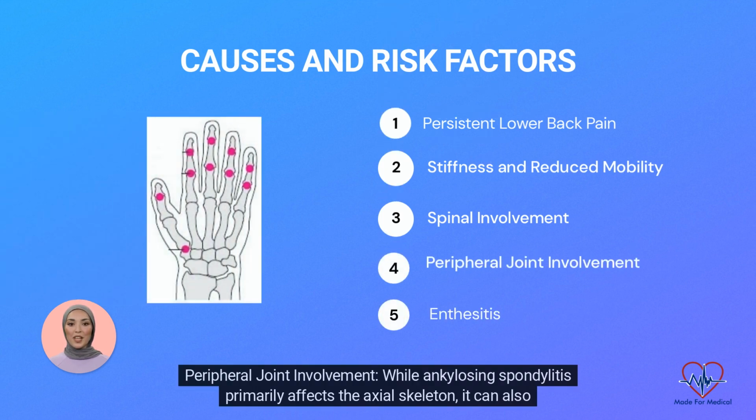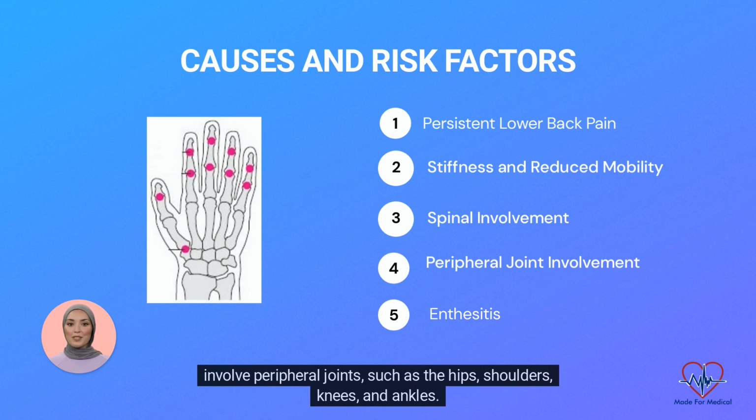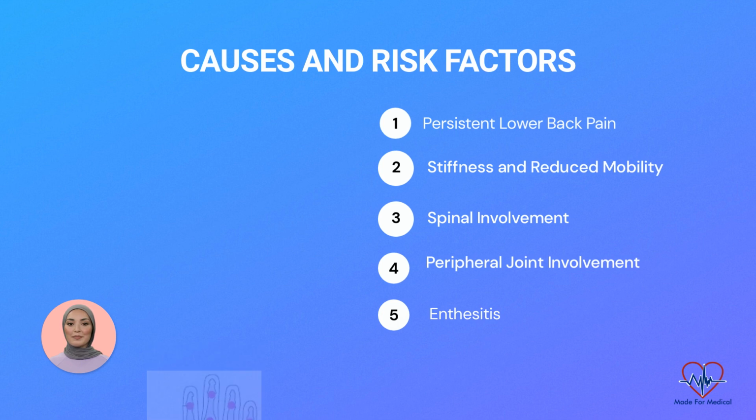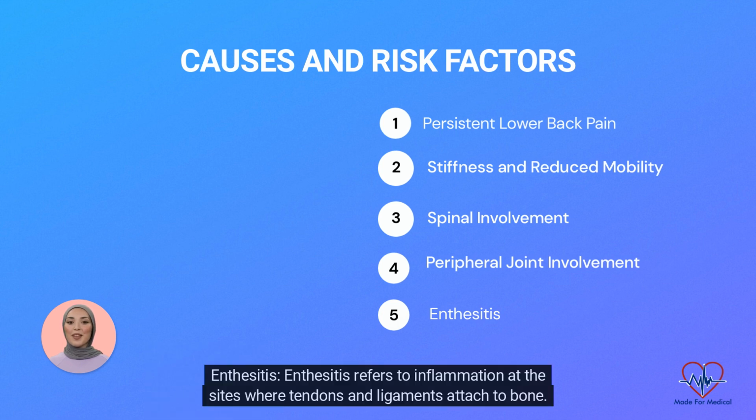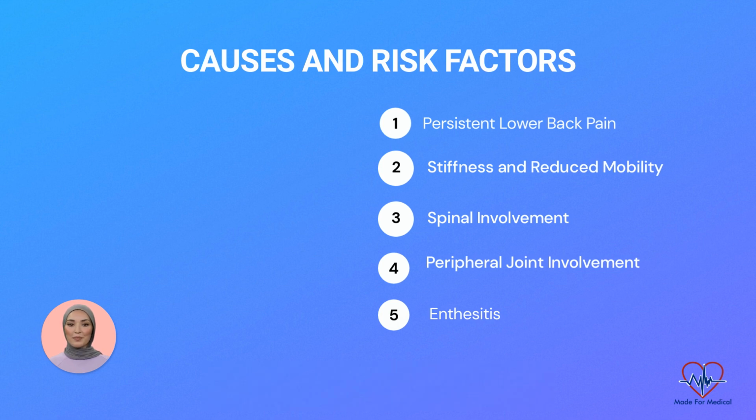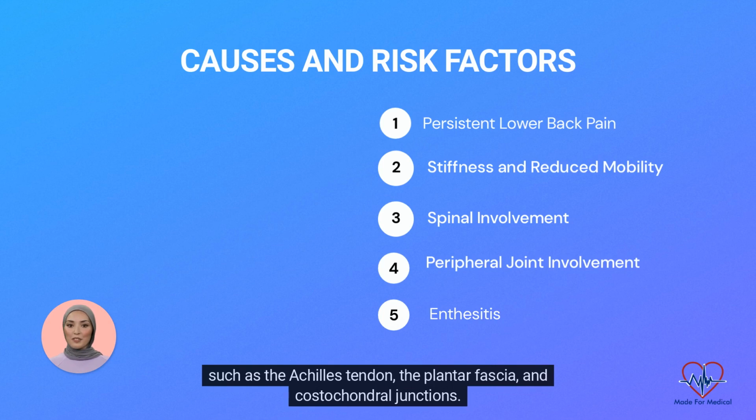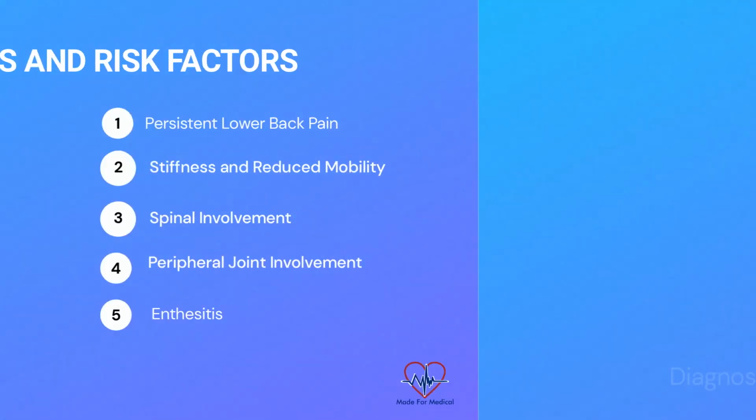Peripheral joint involvement. While ankylosing spondylitis primarily affects the axial skeleton, it can also involve peripheral joints, such as the hips, shoulders, knees, and ankles. This peripheral arthritis can cause pain, swelling, and a limited range of motion in these joints. Enthesitis. Enthesitis refers to inflammation at the sites where tendons and ligaments attach to bone. In ankylosing spondylitis, enthesitis commonly occurs, leading to pain, tenderness, and swelling around areas such as the Achilles tendon, the plantar fascia, and costochondral junctions.